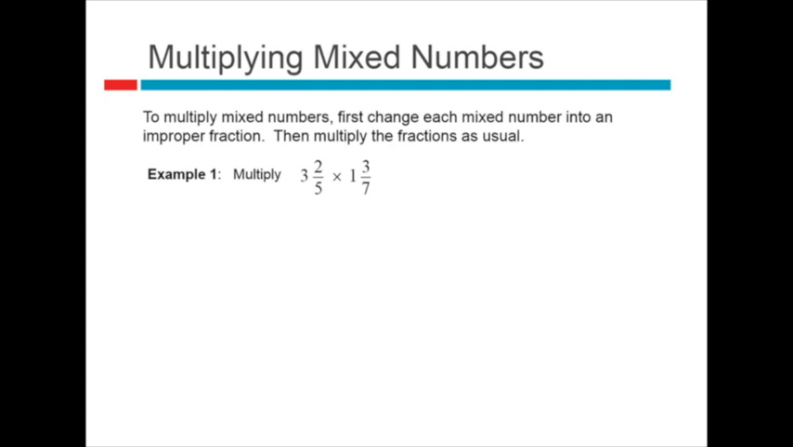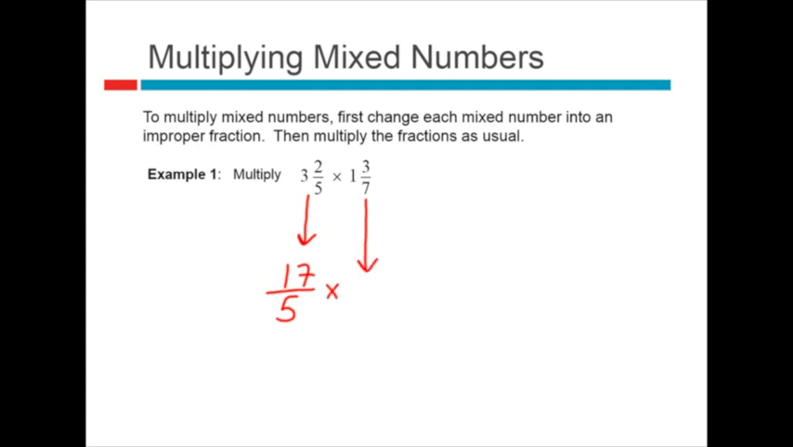It's important to know that you cannot just multiply the whole numbers and then multiply the fractions separately. Okay? You first need to change each of them into improper fractions. So let's go ahead and do that. The first mixed number is 3 2/5. To change this into an improper fraction, we'll multiply 5 times 3, which is 15, add 2, and you get 17, and the denominator of 5 stays the same.